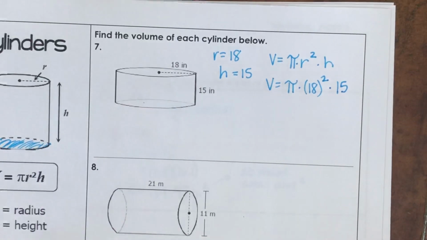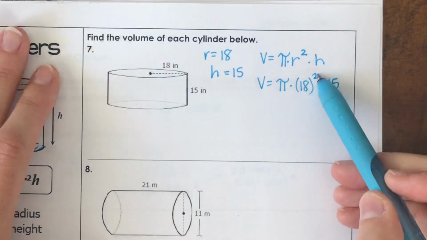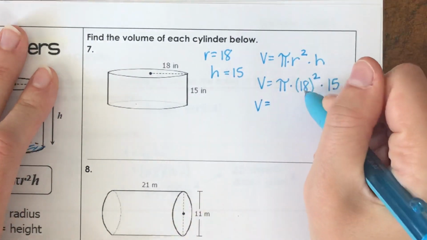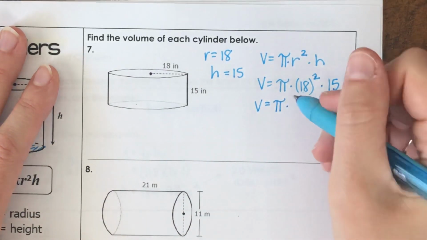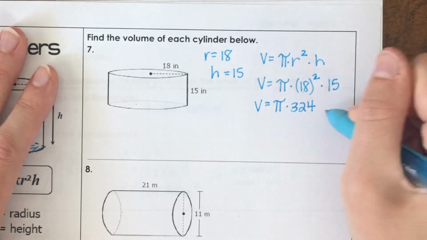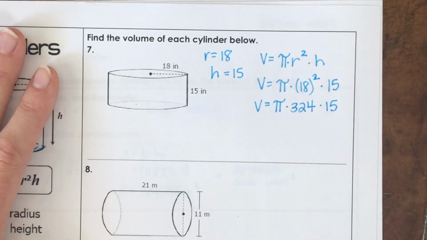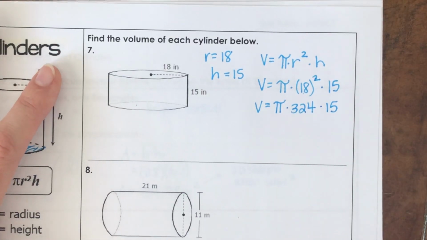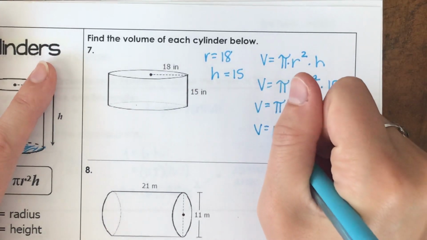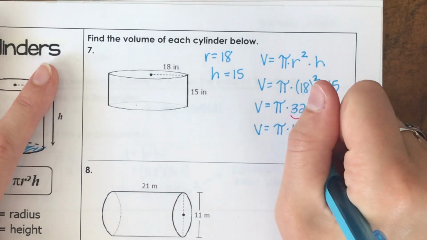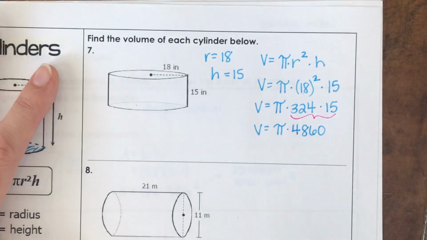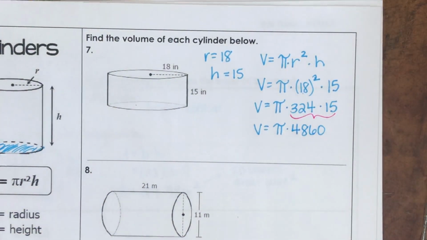Now, order of operations says first thing I do is the exponent. So I need to do 18 squared means 18 times 18. I get 324. Now, from here, I'm going to multiply these two numbers together. Okay, or you can put this whole thing in your calculator. It's up to you. I like to break it down a little bit. So if I multiply these two numbers together, I get 4,860. And now I'm going to take that number and I'm going to multiply it times pi.